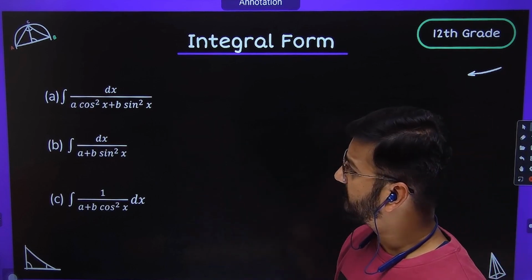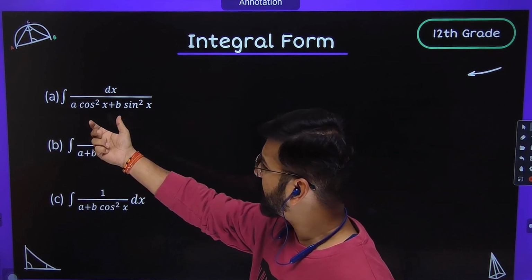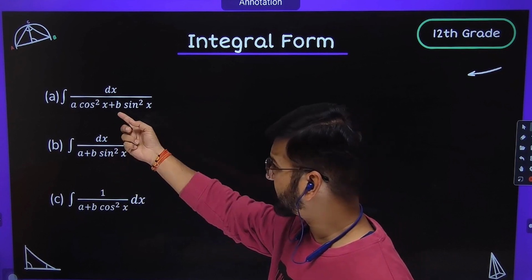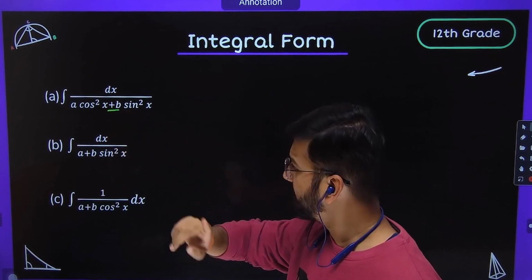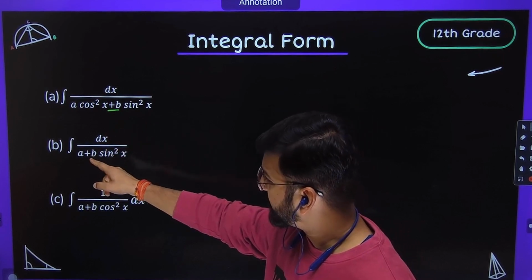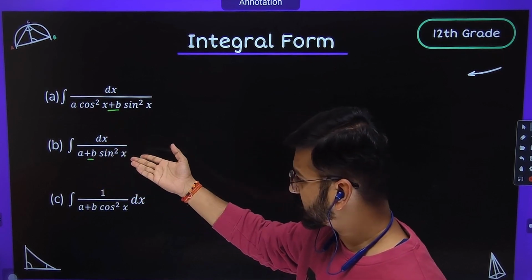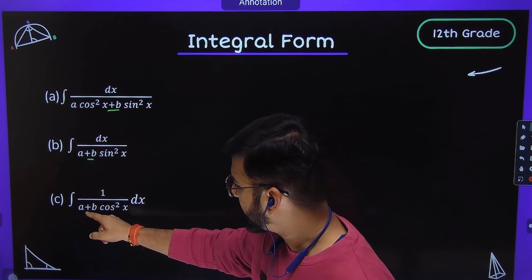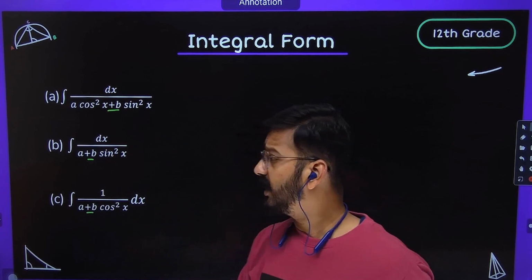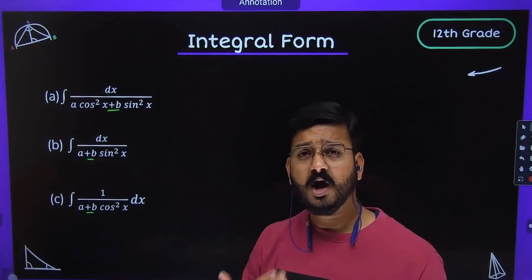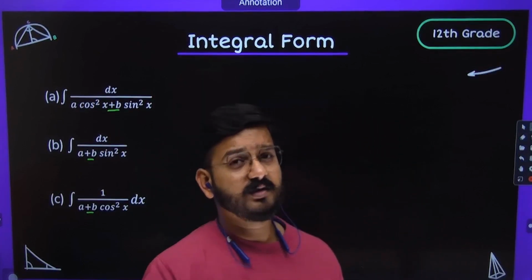As you can see on the board, the integrals where cos square x, sin square x with a plus sign, or you can write minus also here. Here, you can just attach minus sign also, or 1 by a plus minus b sine square x, or 1 by a plus minus b cos square x. So whenever you get an integral of this form, how you have to approach, that's what we are going to discuss.